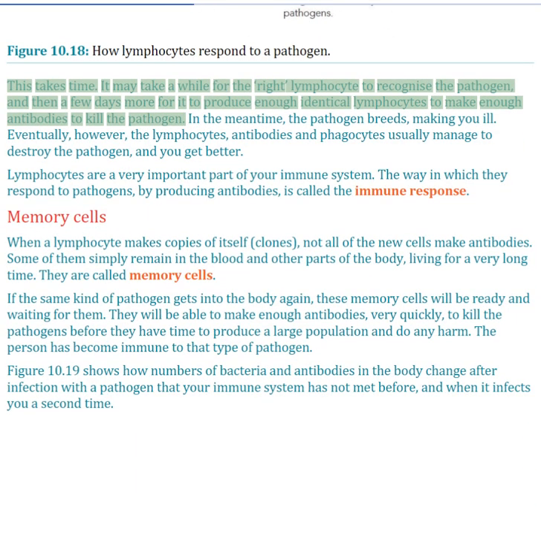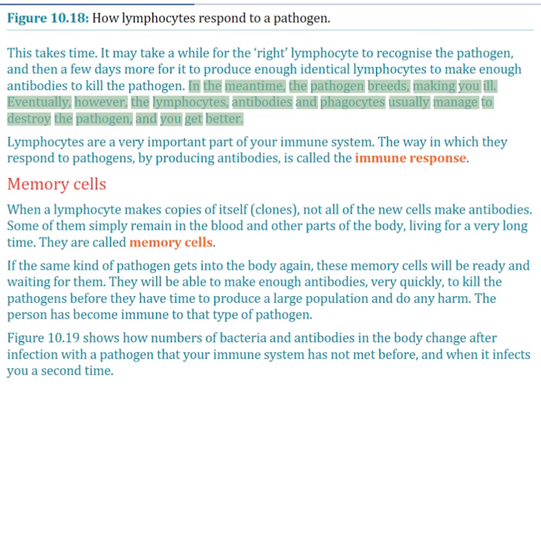This takes time. It may take a while for the right lymphocyte to recognize the pathogen, and then a few days more for it to produce enough identical lymphocytes to make enough antibodies to kill the pathogen. In the meantime, the pathogen breeds, making you ill.